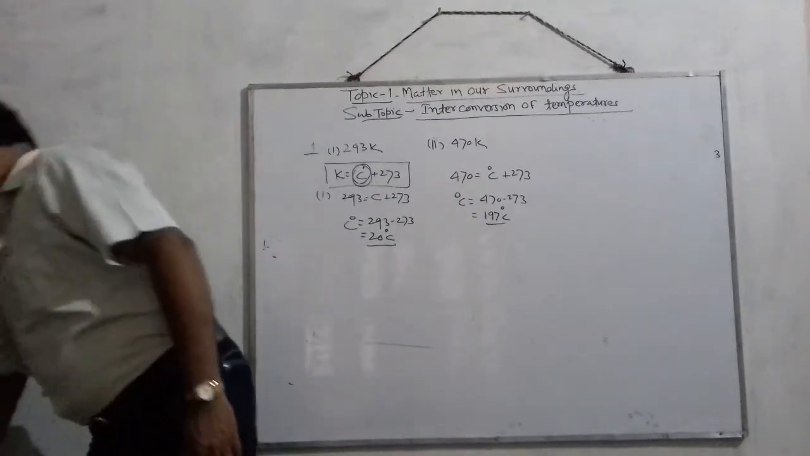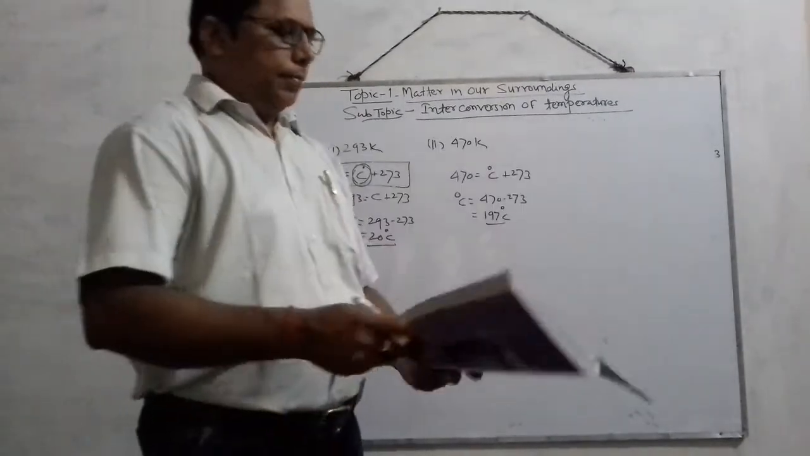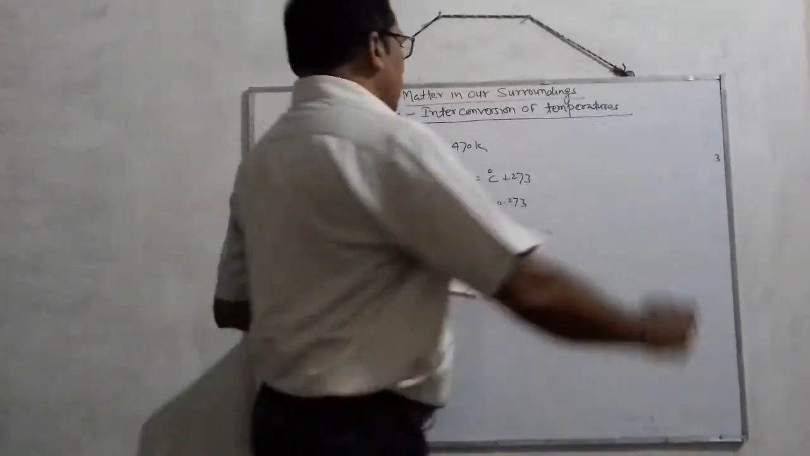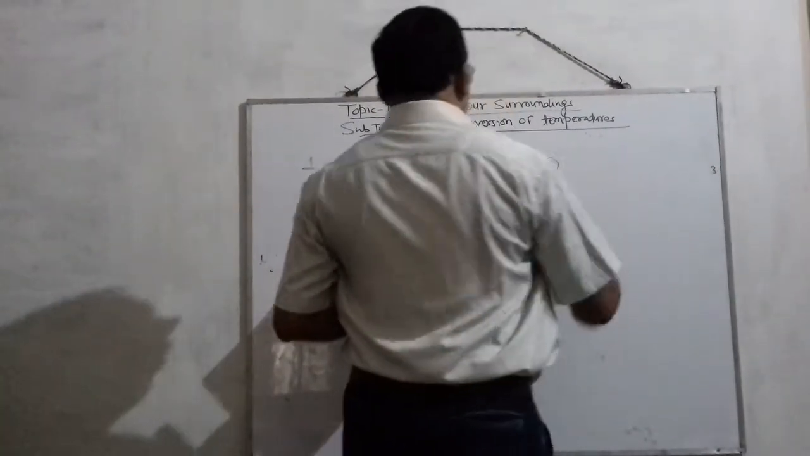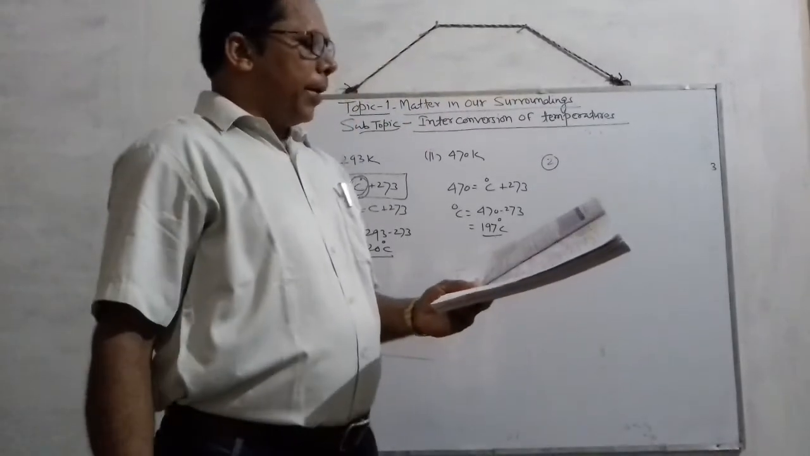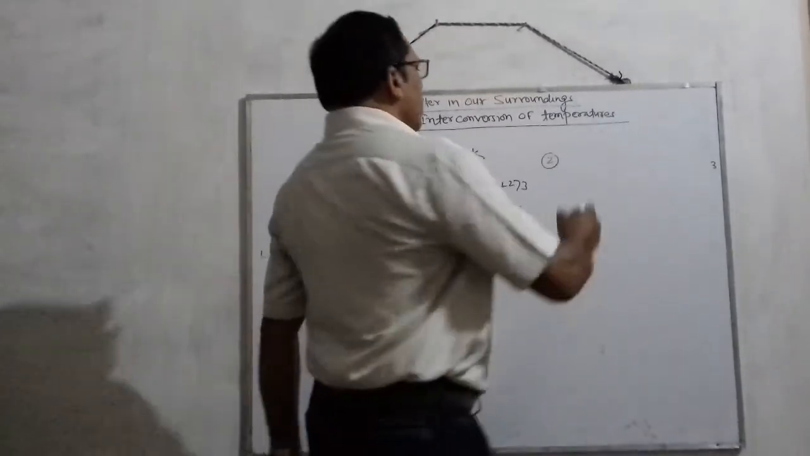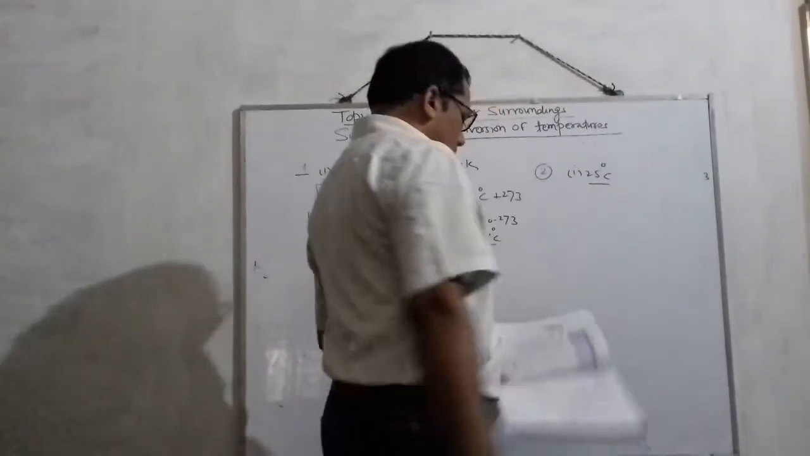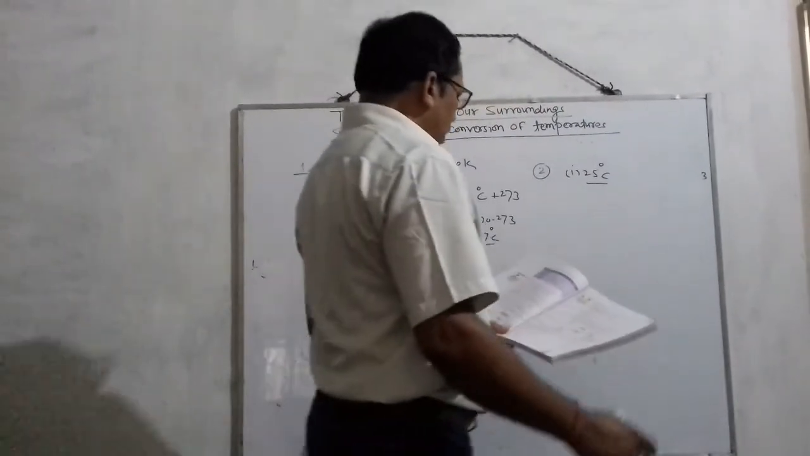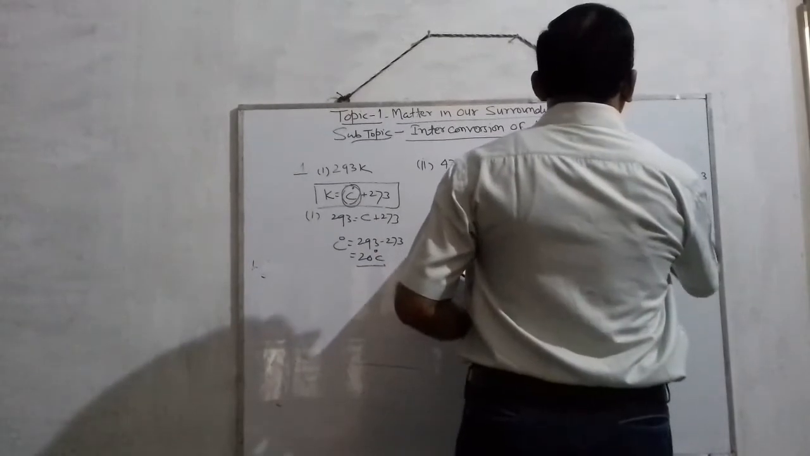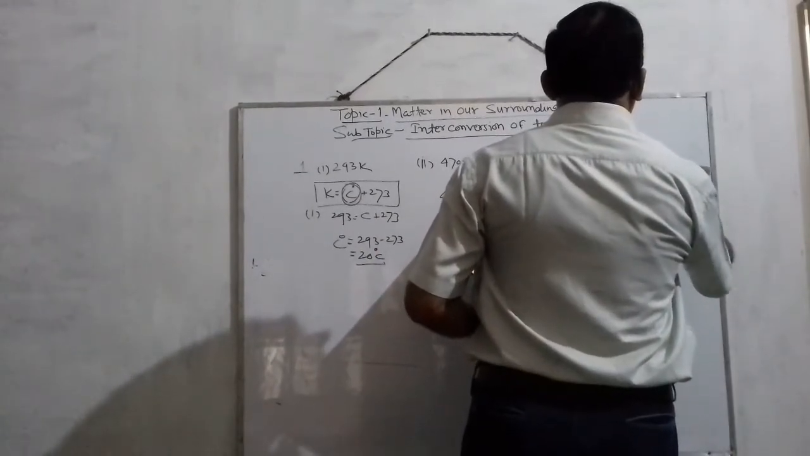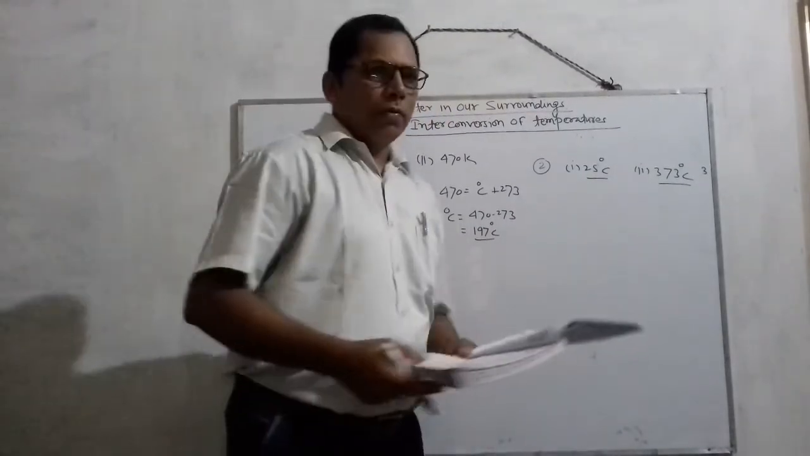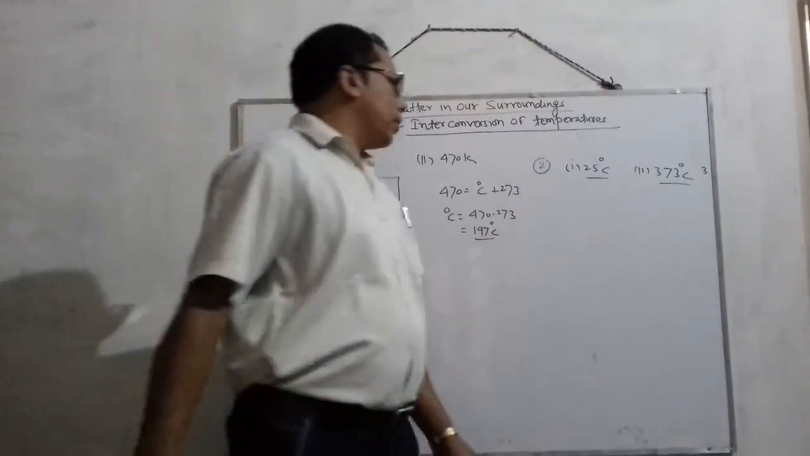Next exercise, second question: convert the following temperatures to the Kelvin scale. First, 25 degrees Celsius is given. Second, 373 degrees Celsius is given. So we have to convert these to the Kelvin scale.